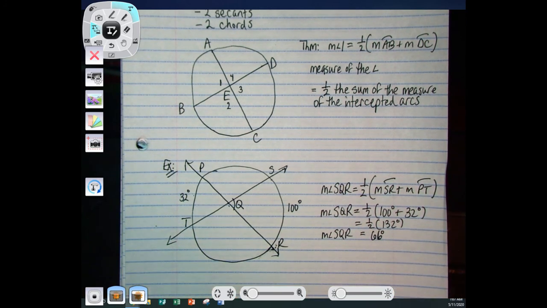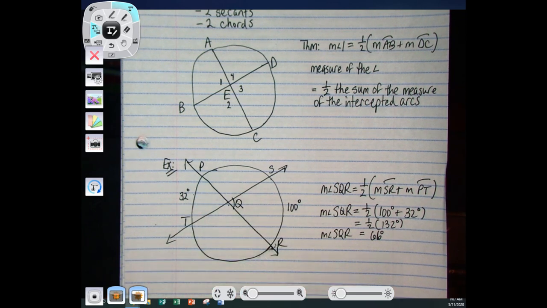That's pretty much it. So if I have an angle whose vertex is inside the circle, we take half the measure of the sum of the intercepted arcs.